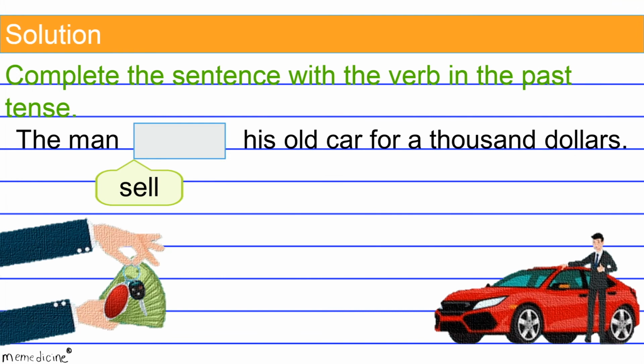All right, back to our original question, and now for the solution. Sold is the past tense form of sell. This is an irregular simple past tense verb form, so you must commit it to memory.